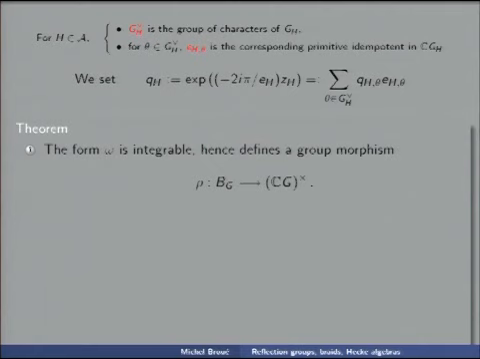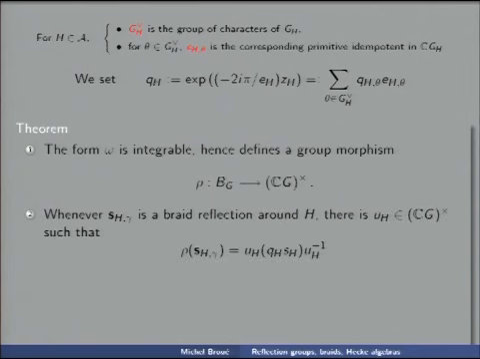So it defines a group morphism by the monodromy business. It defines a group morphism from the Broué group into the set of invertible elements of the algebra it arrives in. So a group morphism from BG into CG star. Okay? And one can be even more precise. Of course, in BG, one has these remarkable elements, the braid reflections. So one wants to know something about what is the operation of a braid reflection.